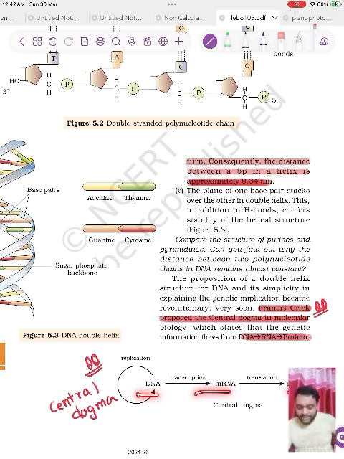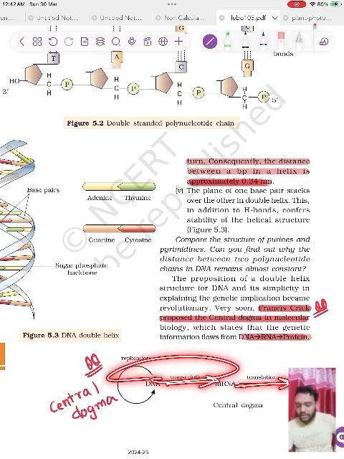That is the central dogma. From DNA to DNA, it is called replication. From DNA to mRNA, that is called transcription. From mRNA to protein, that is called translation. Remember, this is the central dogma.